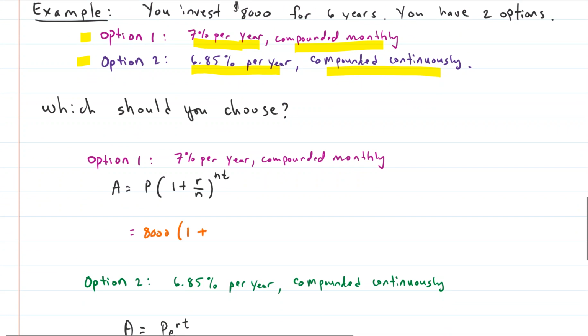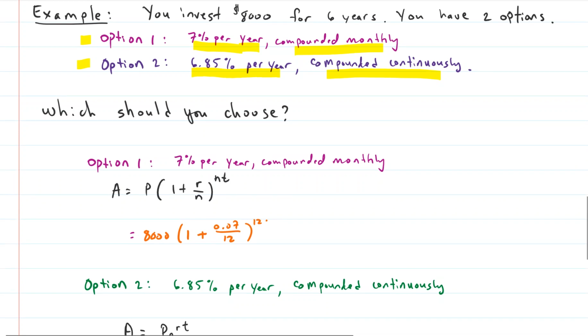And we have 1 plus, what's the interest rate? 7%, and we use the decimal form, 0.07. N is the number of times it compounds per year, and it's monthly, so there are 12 months in a year. And now we do 12 times, what is t? How long do we have this in? 6 years. So there we go. Now we've got to take this and plug it into a calculator.